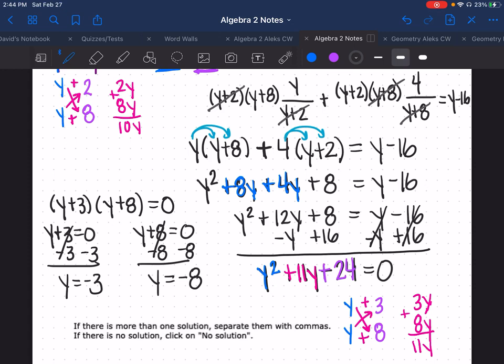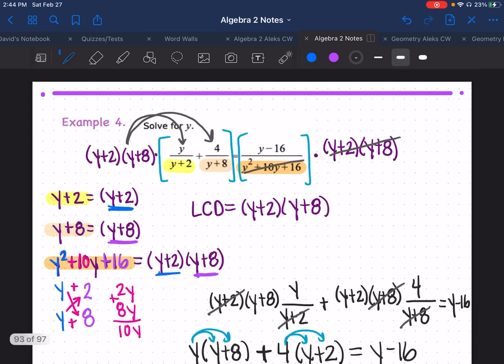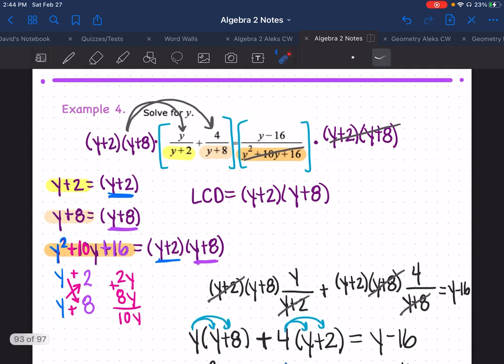So what we need to do is go back up to the top and make sure that we do not get a 0 when we plug it into the denominators. We want to make sure that we are not dividing by 0, okay? So let's do -3 first. I'm going to check here, here, and here. I just want to make sure that none of those are going to become 0.